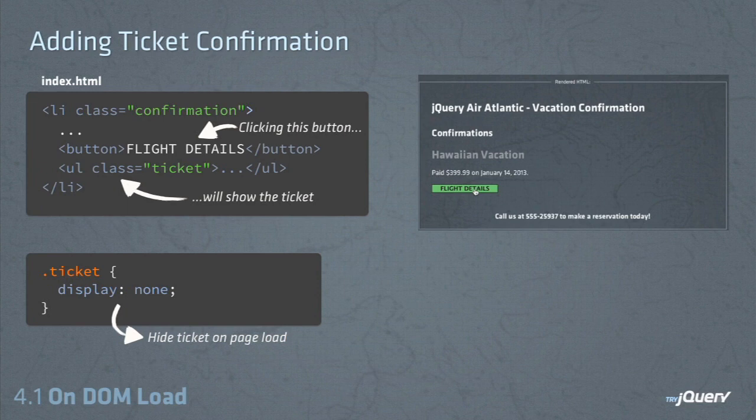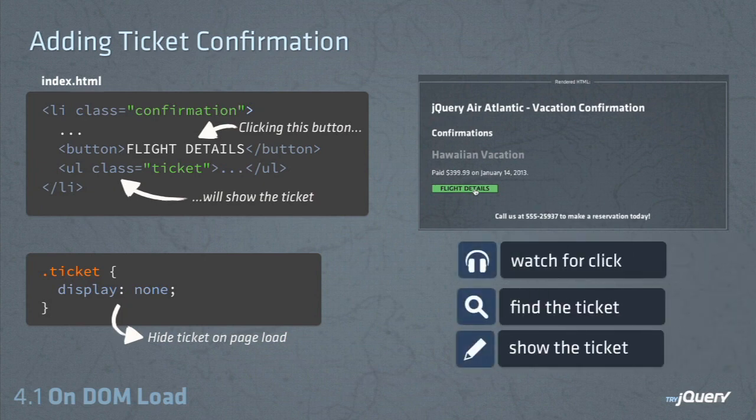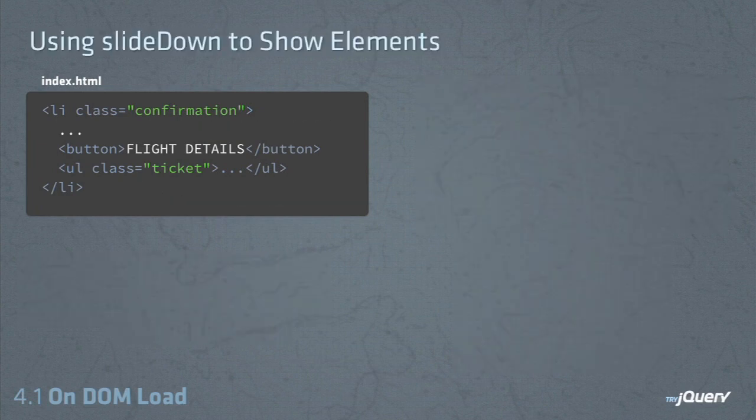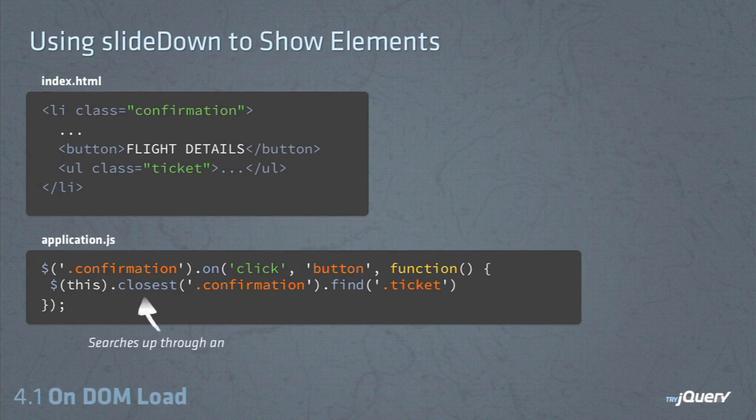There's 3 steps to making this work. First, we're going to watch for the click event, then we're going to find the ticket, and then show it. First thing we need to do is write our event handler. We'll grab the confirmation li, and then when there's a button inside of that which gets clicked, we're going to run some code. In our case, we want to grab the button. We're going to search up through the ancestors of the button to find the closest confirmation class. Then we're going to search back down through the children to find elements with the ticket class.